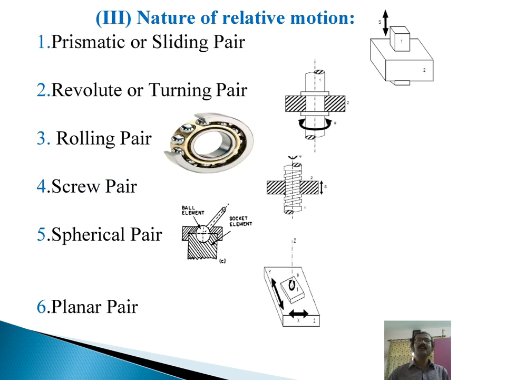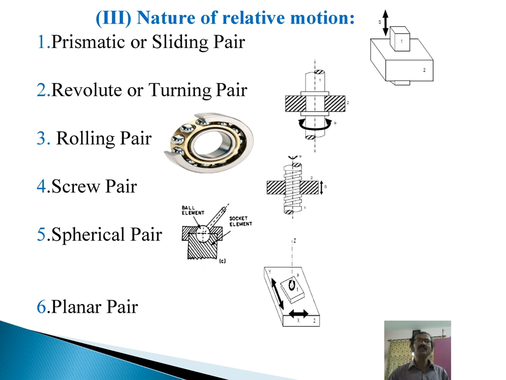Now, nature of relative motion. Number 1, prismatic or sliding pair. What is a sliding pair? If the 2 links have a sliding motion relative to each other, they form a sliding pair. An example is a rectangular rod in a rectangular hole in a prism. Number 2, the revolute or turning pair. When one link has a turning or revolving motion relative to the other, they constitute a turning or revolving pair. A circular shaft revolving in a hole is a turning pair.